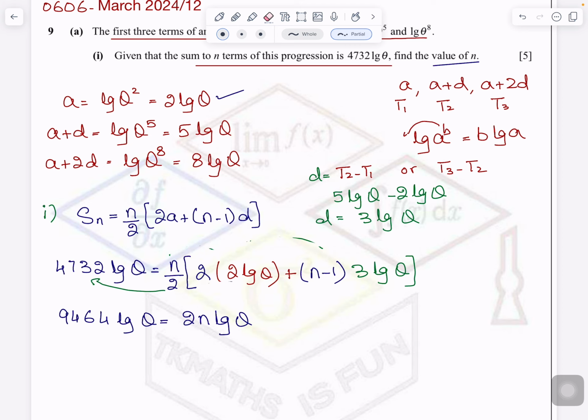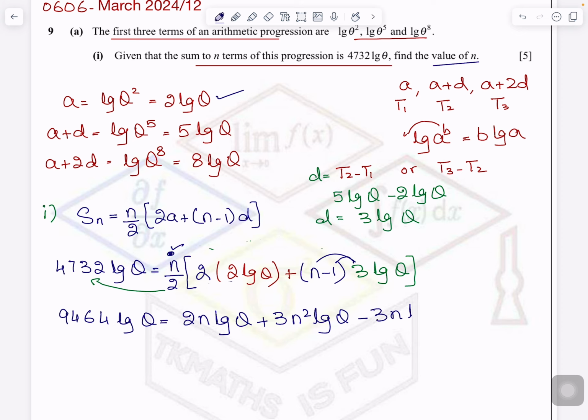Let me make it a little clear so that it looks neat as well. Okay, all right. So then I'm multiplying 3 times n is 3n, and this n will also multiply. So it will become 3n square lg theta. Be very careful in your calculation. Then 3 times 1 is 3, and multiply by this n.